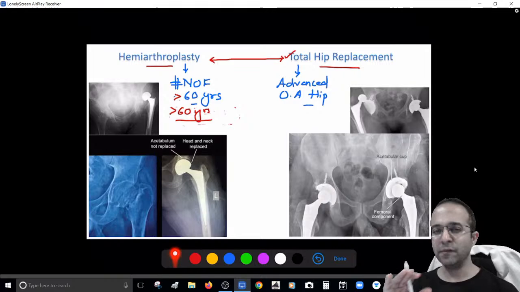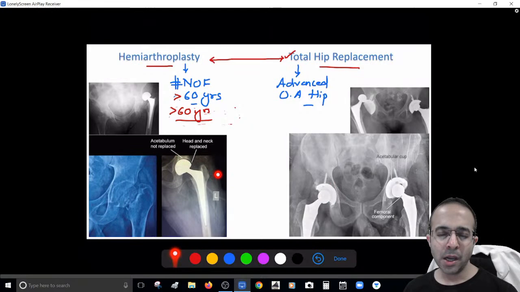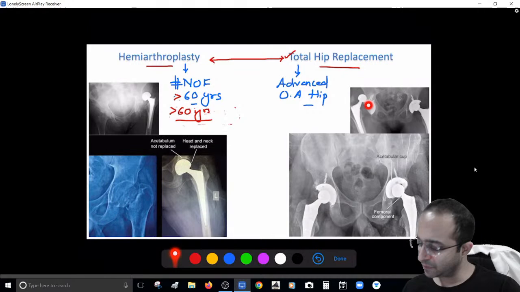Whenever people ask me, so I still have not understood the difference between the two, I just ask them. The best way to understand the difference is to look at these X-rays of a dislocated prosthesis.